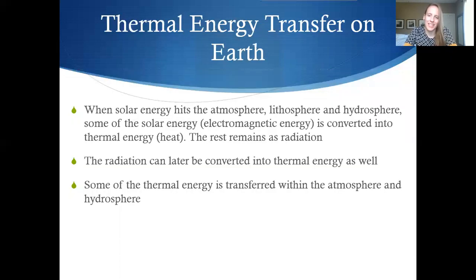When solar energy hits the atmosphere, lithosphere, and hydrosphere, some of that solar energy, which is electromagnetic energy, is converted into thermal energy or heat, and the rest will remain as electromagnetic radiation. That radiation can later on be converted into thermal energy. Some of that thermal energy then goes into the atmosphere, heating up the air. Some will go into the hydrosphere, and some will eventually dissipate back out into space.